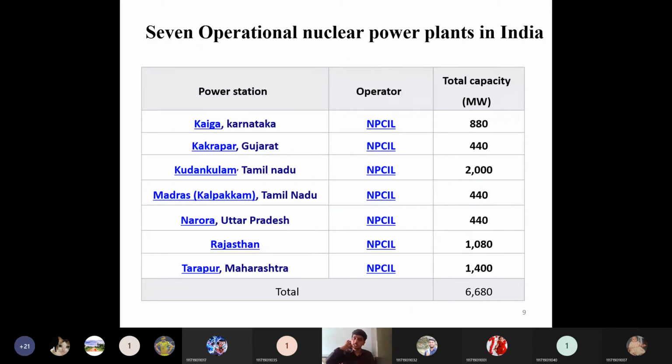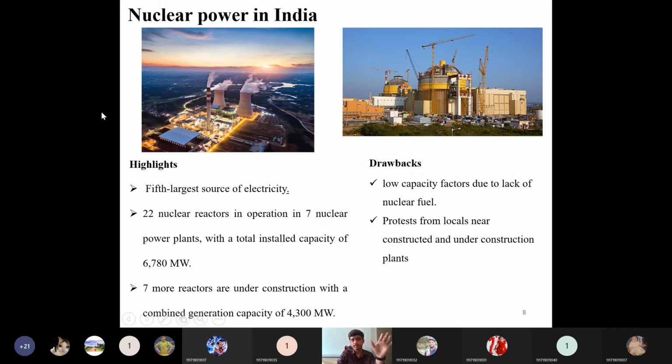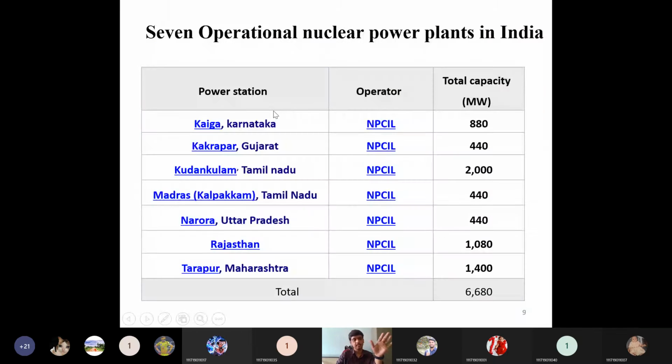Then there are 7 operational nuclear power plants, whatever I have said, with the installed capacity of this much. The plants are Kaiga power station, located in Karnataka, which is operated by Nuclear Power Corporation of India Limited, NPCIL. It has an installed capacity of 880 megawatts.